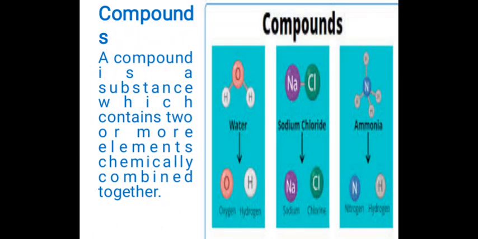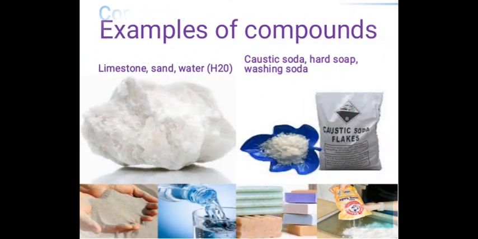Now, what is a compound? A compound is a substance which contains 2 or more elements chemically combined together. Look at water, a compound. It has 2 elements, oxygen and hydrogen. The compound called common salt, our cooking salt, sodium chloride, has 2 elements, sodium and chlorine. Then ammonia has 2 elements, nitrogen and hydrogen. Now let's look at examples of compounds. Compounds like limestone, sand, water, caustic soda, hard soap, washing soda.